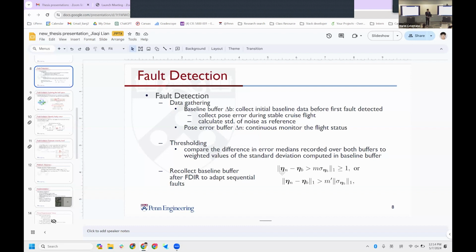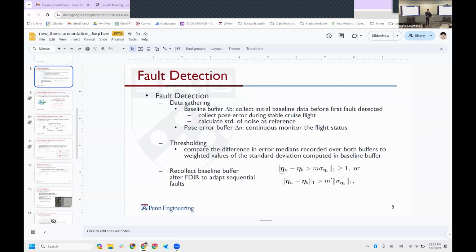One more, anybody? Go ahead, Ben. Yeah, in the case of a multi-rotor failure, would the procedure still be the same? Because I would assume your method of isolation would be different. It is supposed to be the same, because we have updated the baseline buffer, so the reference is the same. The reference may be different, though, and so the threshold is different. It is still the same, compared with the reference.